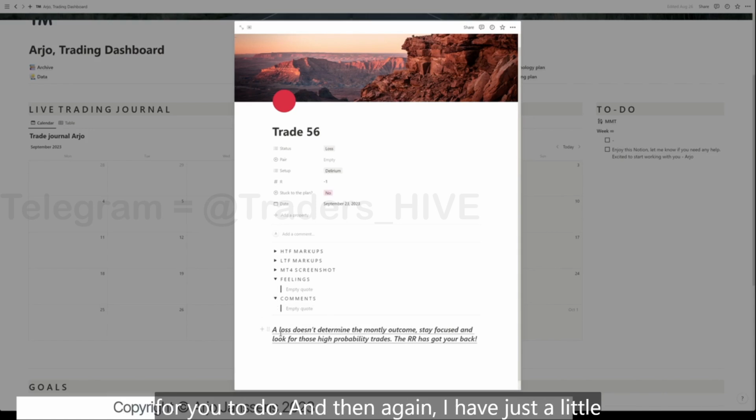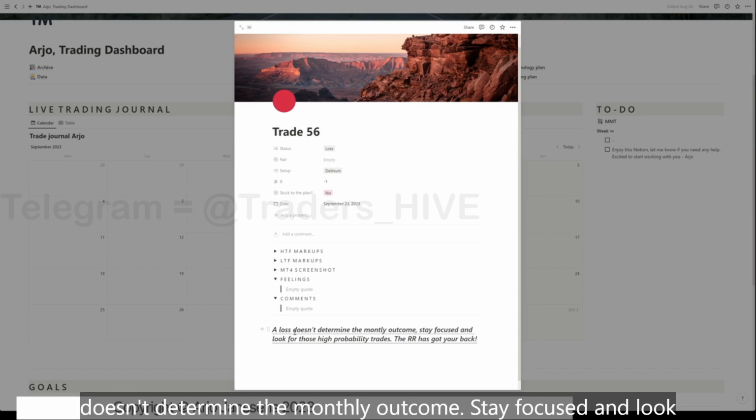And then again, I have just a little reminder. This is also the injecting logic part. A loss doesn't determine the monthly outcome. Stay focused and look for those high probability trades.